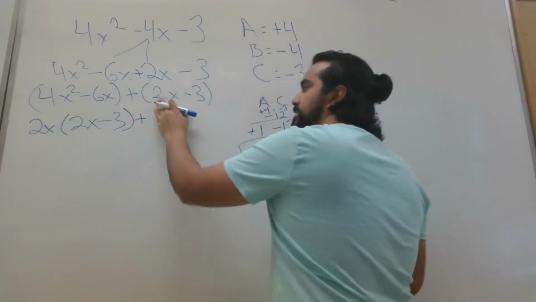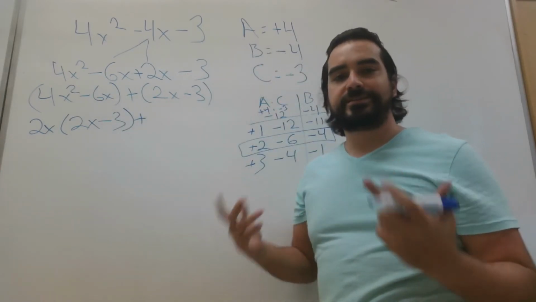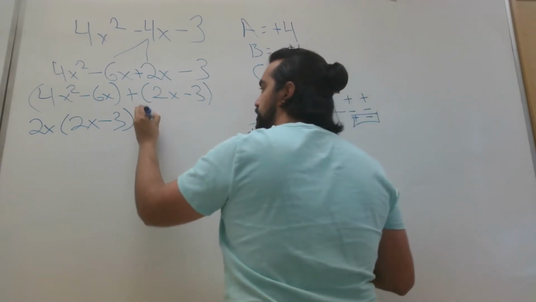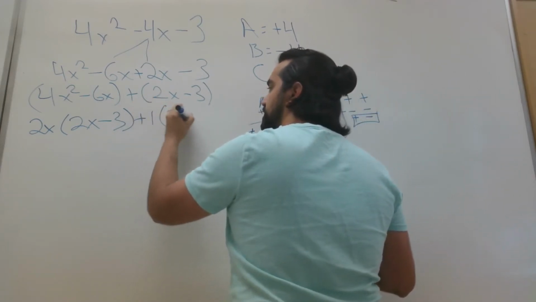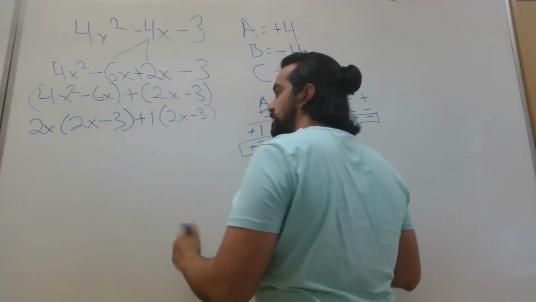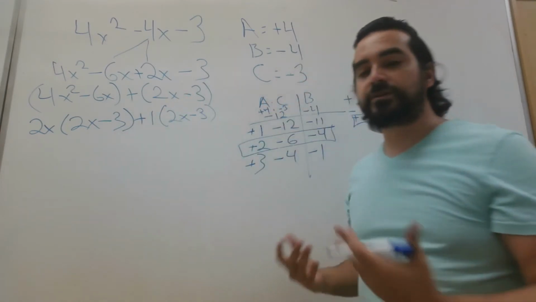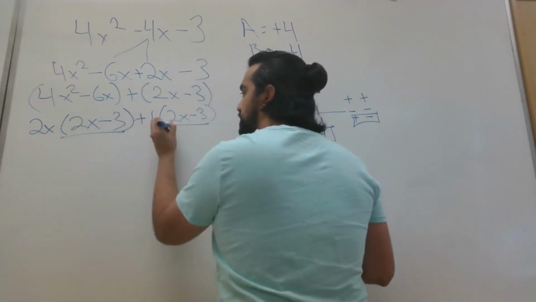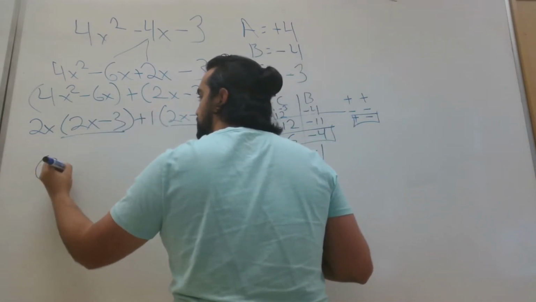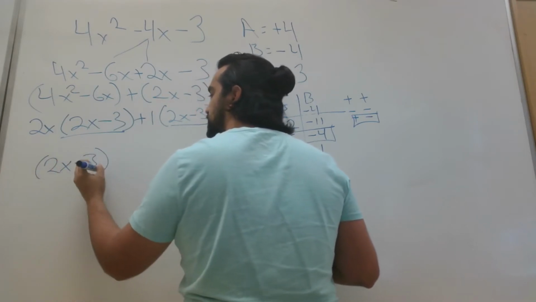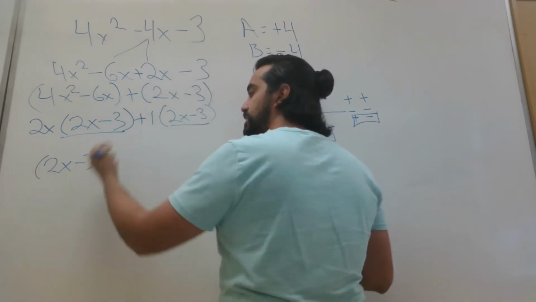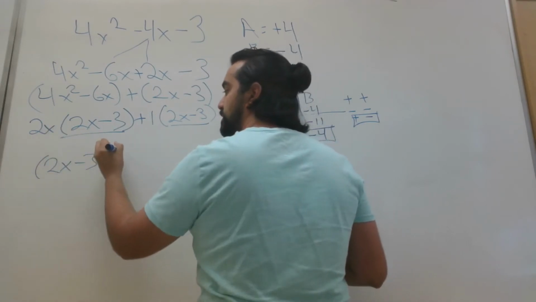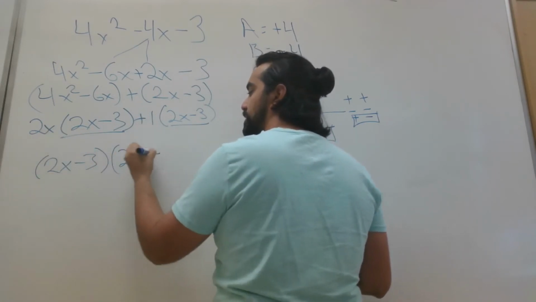Plus 2x minus 3. Since I can't pull anything out, all we're going to do is put a 1 in front of it and keep it the same. Now, what's identical about this? You're correct. The binomials. So we have 2x minus 3. Now what we're going to write is what's being multiplied by the binomials. So we have a 2x and a plus 1.